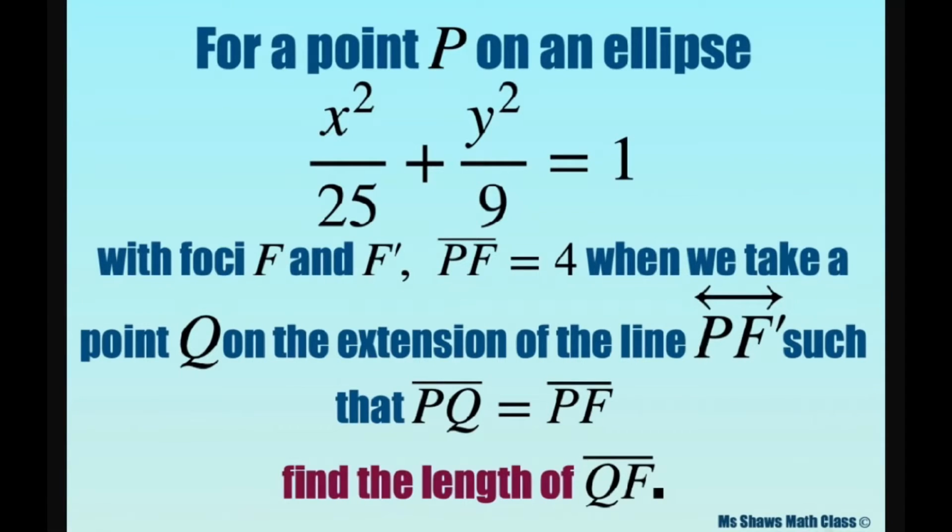Hello everyone. For a point P on an ellipse, x squared divided by 25 plus y squared divided by 9 equals 1, we have foci F and F prime. The length of our point P to F is 4. When we take a point Q on the extension line of the ray PF prime, such that PQ equals PF, we're going to find the length of QF.